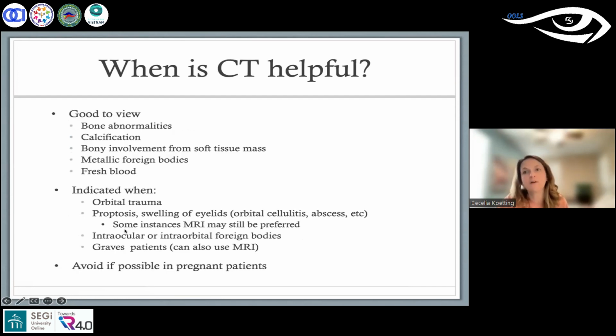So when is a CT helpful? Well, only more specifically when we're looking for bony abnormalities, calcification, we're talking about a possible metallic foreign body, or there's fresh blood. So we might use this if a patient has had orbital trauma and we're looking for any broken bones or orbital fractures. We're having proptosis and swelling of the eyelids. Or if we have some kind of intraocular or intraorbital foreign body. Also, you can use a CT for diagnosis of optic nerve head drusen, but B scan is also sufficient and way less expensive.